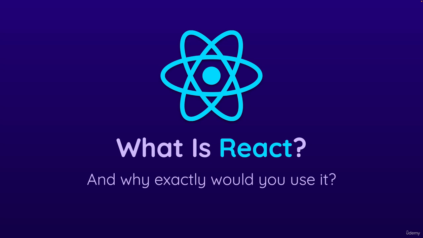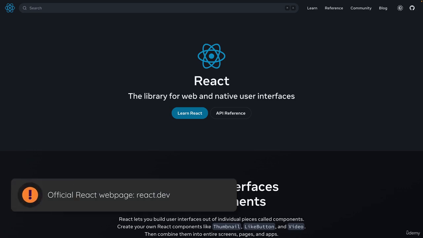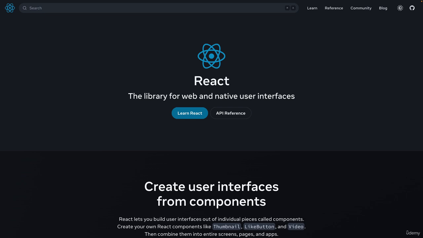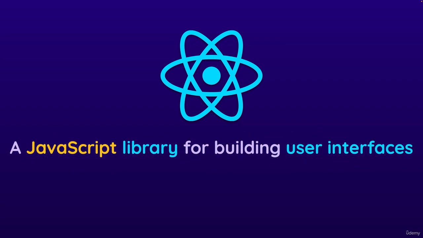So, what is React and why exactly would you use it? Well, if we visit the official webpage, react.dev, we get an answer. It's a library for web and native user interfaces. So put in other words, React is a library for building user interfaces. That's what React is all about. And as it turns out, it's a JavaScript library for building user interfaces.